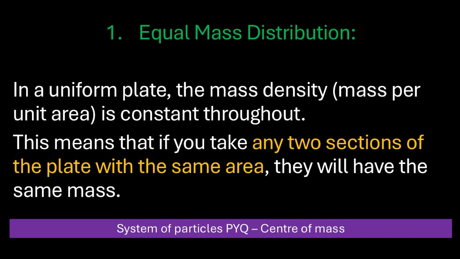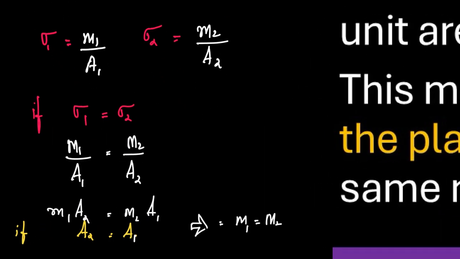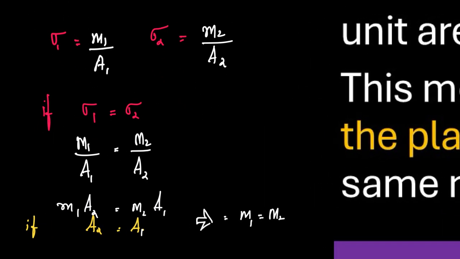So, in a uniform plate, the mass density, which is mass per unit area, is constant throughout. This means that if you take any two sections of the plate with the same area, they will have the same mass, which basically translates to this.